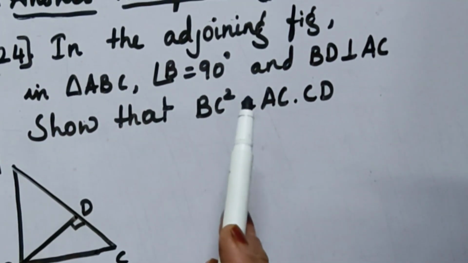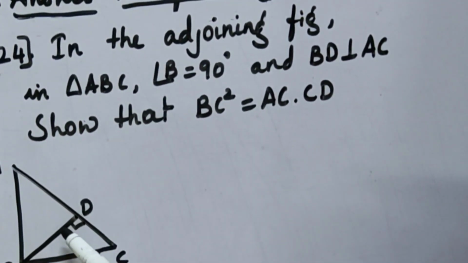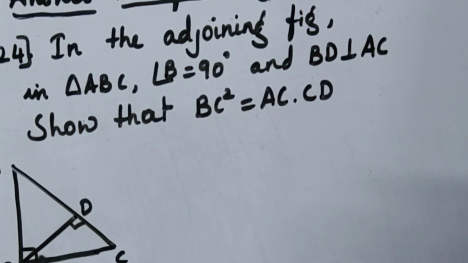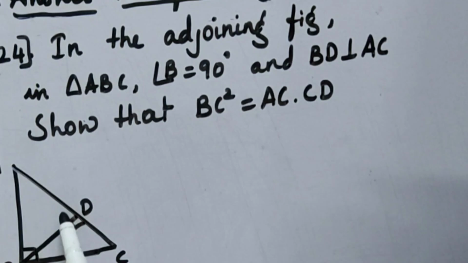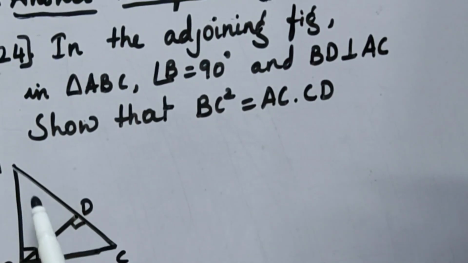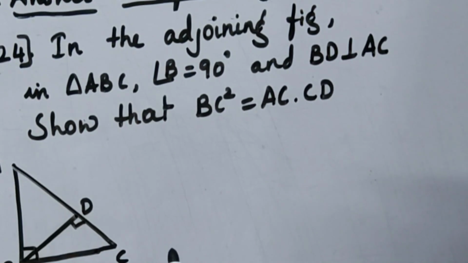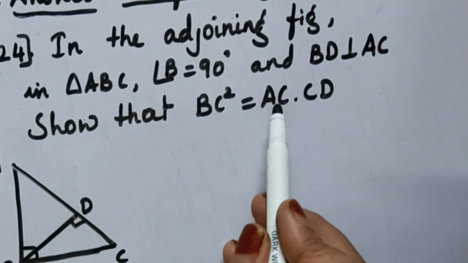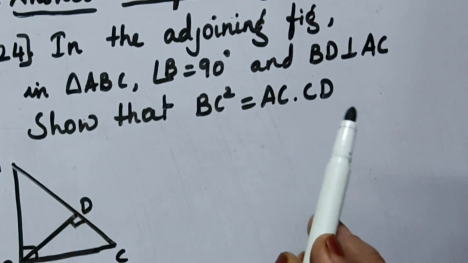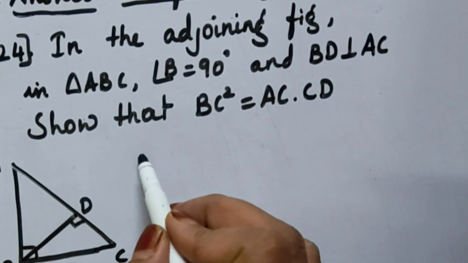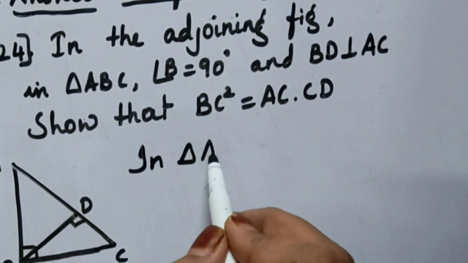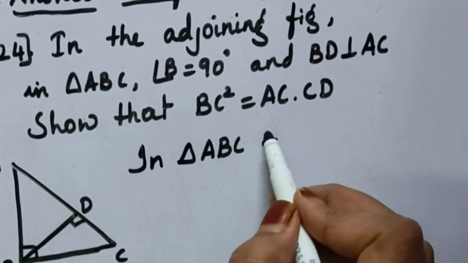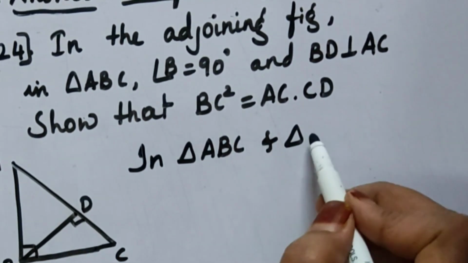Here in this question you can see this is a figure. In this figure ABC, here angle B is 90 degrees and BD is also perpendicular to AC. When BD is perpendicular to AC, we said it is 90 degrees, right? Now we have to show that BC square equals to AC into CD. Now we will consider two triangles. In triangle ABC and triangle BDC.